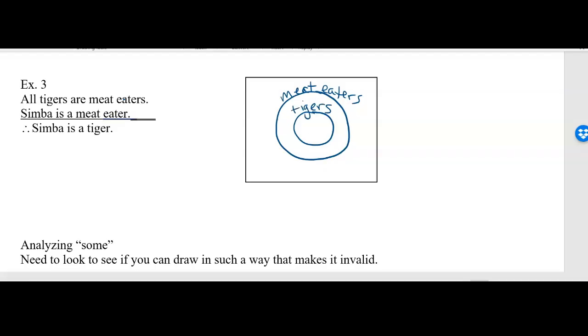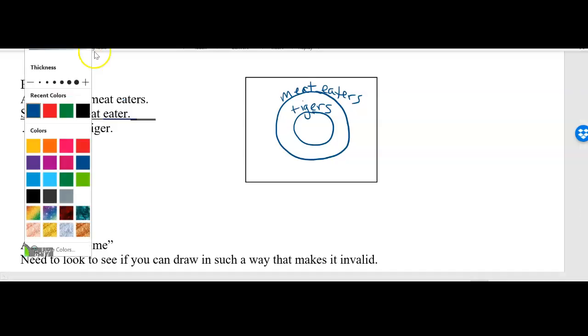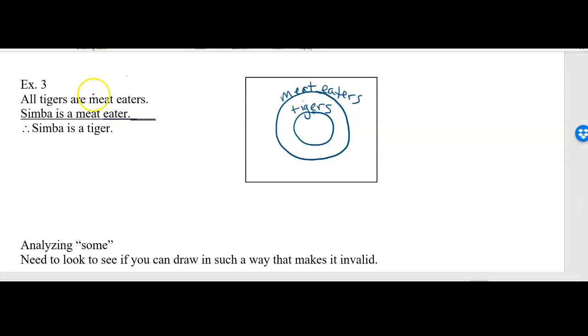All right. Now, it says Simba is a meat eater. Now, if Simba is a meat eater, I could put him here, right? Because he's inside the circle for a meat eater. But couldn't I also put him in here? Because it's still inside the meat eater circle, meaning he's a meat eater. I could put him here, or I could put him here.